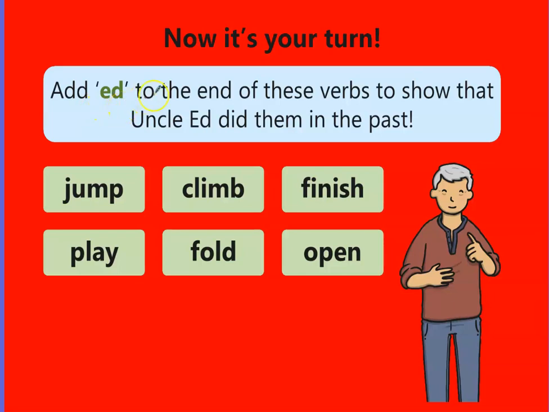Add ed to the end of these verbs to show that Uncle Ed did them in the past. He is Uncle Ed, and you need to add ed at the end of all these verbs to show that Uncle Ed has done these actions in the past.